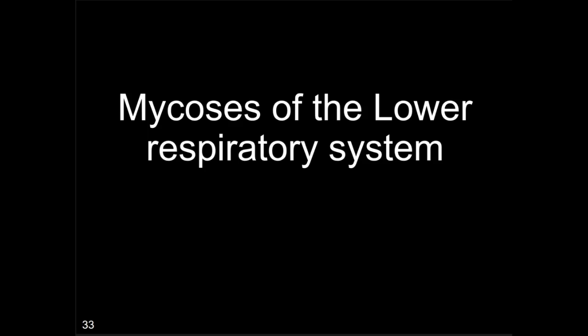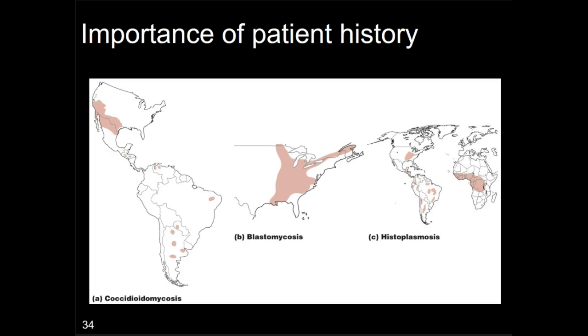Okay, so now we're going to move away from bacterial infections and viral infections and into fungal infections. These are mycoses of the lower respiratory system. Mycoses refers to the fact that these are fungal infections, and these are fungal infections of the lower respiratory system. Now, this is where it becomes really important to get an accurate patient history. And this is because different types of fungal infections are associated with different regions of the world.